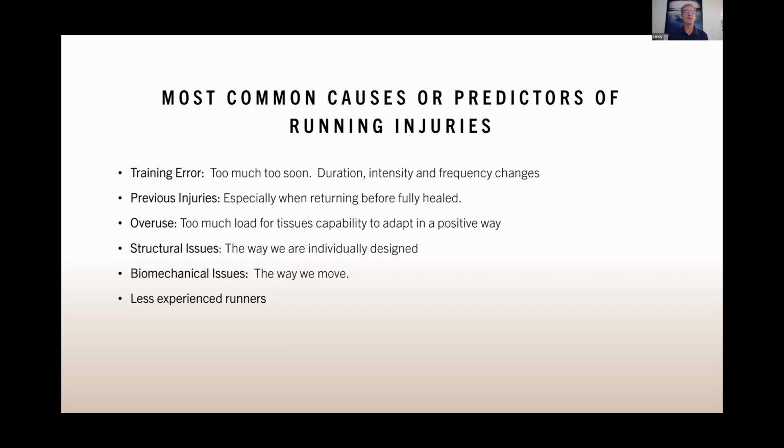Some common causes or predictors of running injuries are training error, too much too soon, duration or intensity, or frequency changes. Previous injuries, especially running before you're fully healed, will likely have an effect on future injuries. Overuse, too much load for the tissue's capability to adapt to it in a positive way. Structural issues, the way we are individually designed, or biomechanical issues, the way we move. And less experienced runners also have a higher risk for injuries.